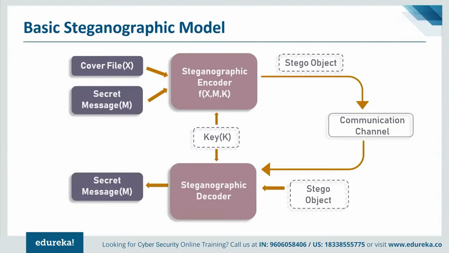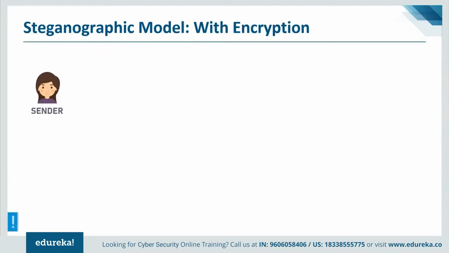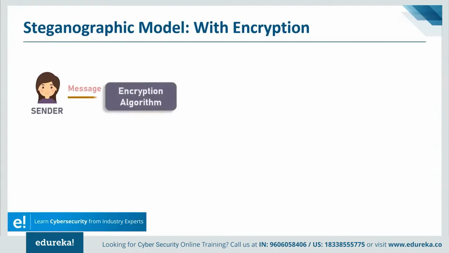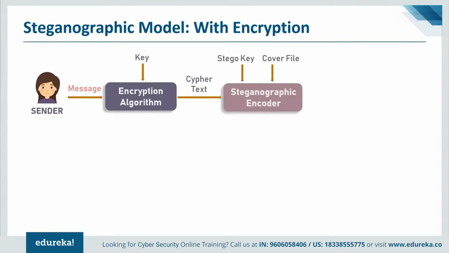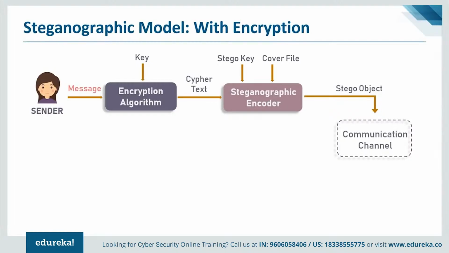Well, if I want to make this process more secure, I can add one more step, which is encryption. Let's see how to do that. So like I said, there's a sender. Before actually feeding the secret information into the steganographic encoder, he encrypts this secret message along with an encryption key. As a result, he gets a ciphertext, or like we discussed when we were discussing cryptography, the meaningless text. This ciphertext along with the steganographic key or stego key and cover file is fed into the steganographic encoder. The embedding process generates a stego object, and this is where our encoding process ends.